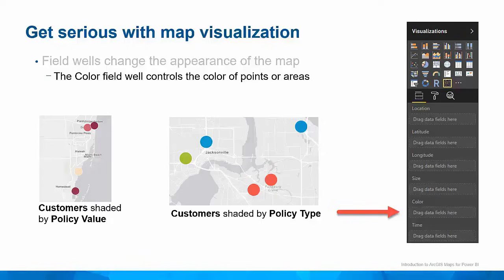You could also group locations together by using the same color for shared text attributes. In the map on the right, I've used the policy type field in my data to show auto policies in red, home policies in blue, and commercial policies in green.